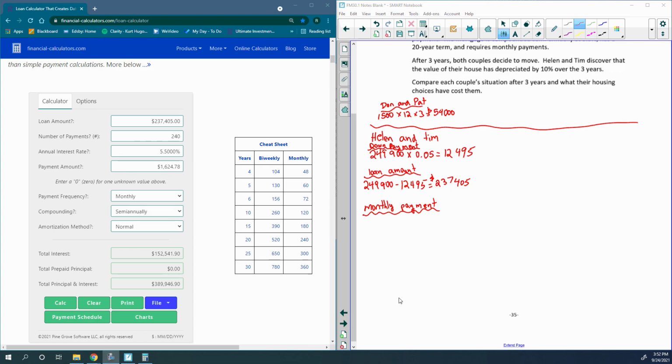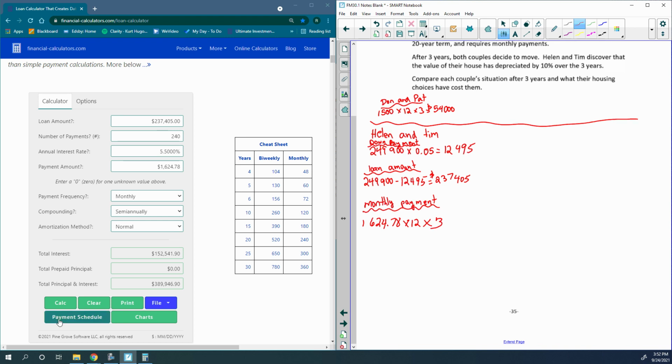So I'm going to write that down. Our monthly payment was $1,624.78. And now I want to know how much they spent if they spent that each month for 3 years. So I'm going to times that by 12 and then times it by 3. So we have 1,624.78 times 12 times 3. And so they are going to spend $58,492.08.